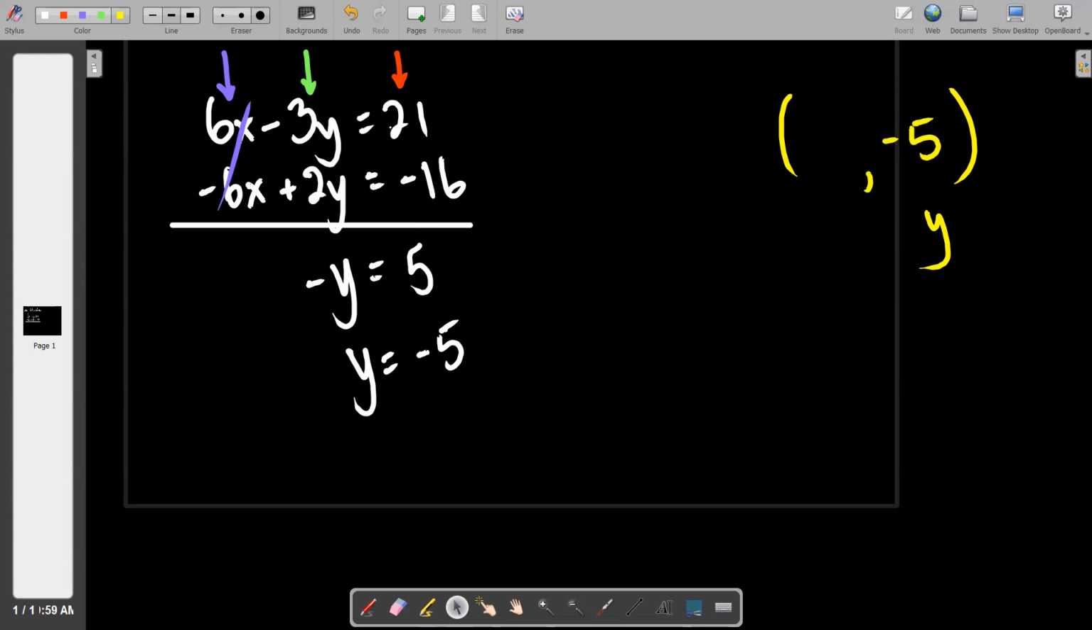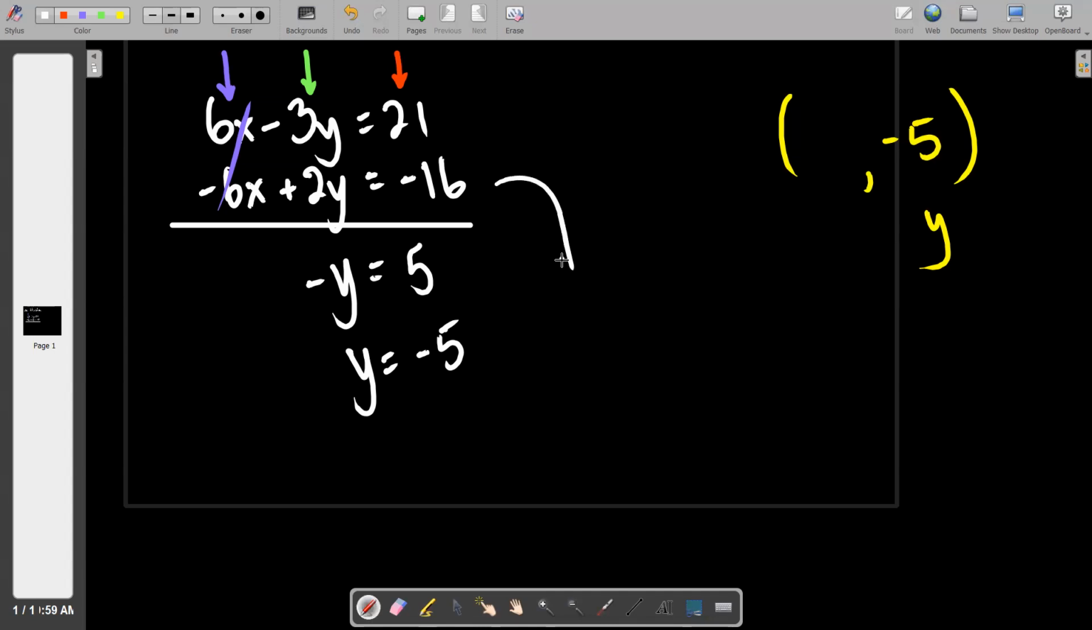Like Hayden might choose the top equation and Allie might choose the bottom. It doesn't matter. Which one do you guys want to pick? Bottom it is. Okay, and some people would have picked the bottom because the numbers are slightly smaller. Some people would have picked the top because it has fewer negatives. It really doesn't matter. It's a personal choice thing. So I'm going to go with the bottom.